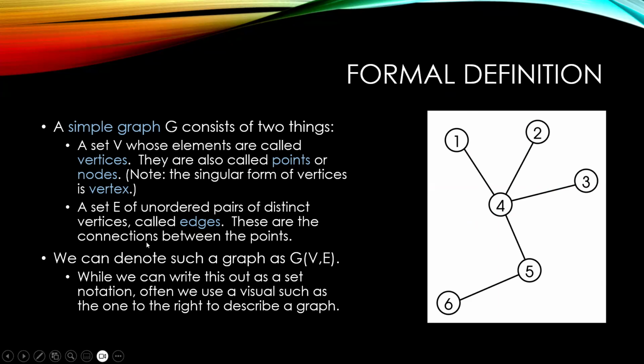A set E of unordered pairs of distinct vertices is called edges. These are the connections between the points. We can denote such a graph as G of V, E, and so a collection of vertices and edges. But usually, instead of writing it in set theory notation, which we love, we will use a visual such as this to show all of the vertices and the edges.